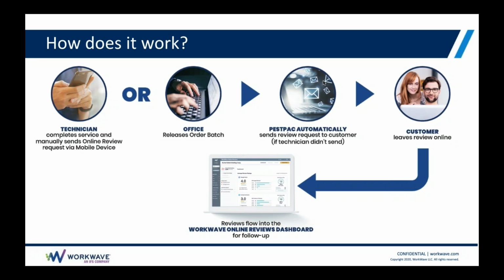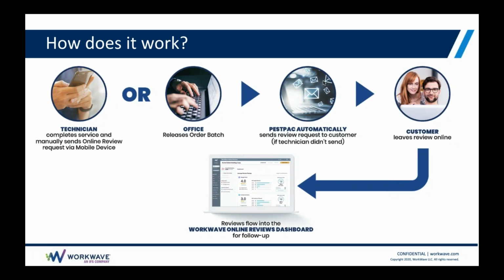We have a feature in the PestPack mobile app, which will allow technicians to request a review on site. That's one way that you can be asking your customers to review you online. Or we have almost like a catch-all, for folks that don't have time to keep asking customers manually, an automation piece and process. Essentially, once the office releases that batch, it'll automatically trigger a request to a customer to review the business online, whether it be through Google or Facebook or wherever you would really like to send them.